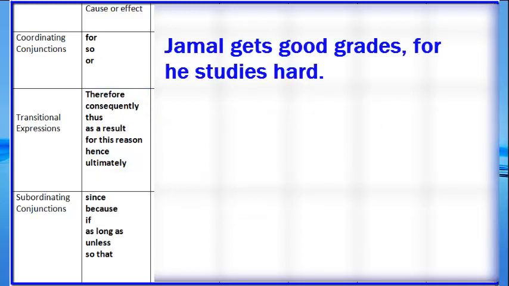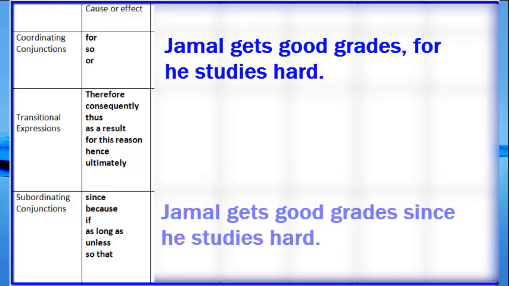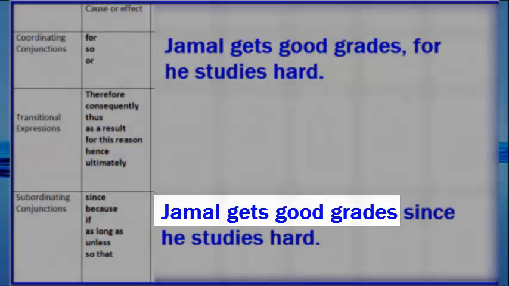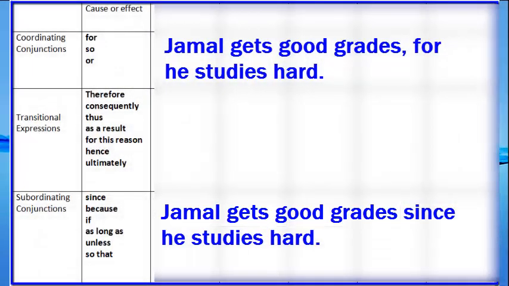Jamal gets good grades for he studies hard. Jamal gets good grades since he studies hard. These sentences mean the same thing. The coordinating conjunction for and the subordinating conjunction since both show cause. However, the first sentence is a compound sentence and needs a comma. The second sentence is a complex sentence that begins with an independent clause. Therefore, it does not need a comma.